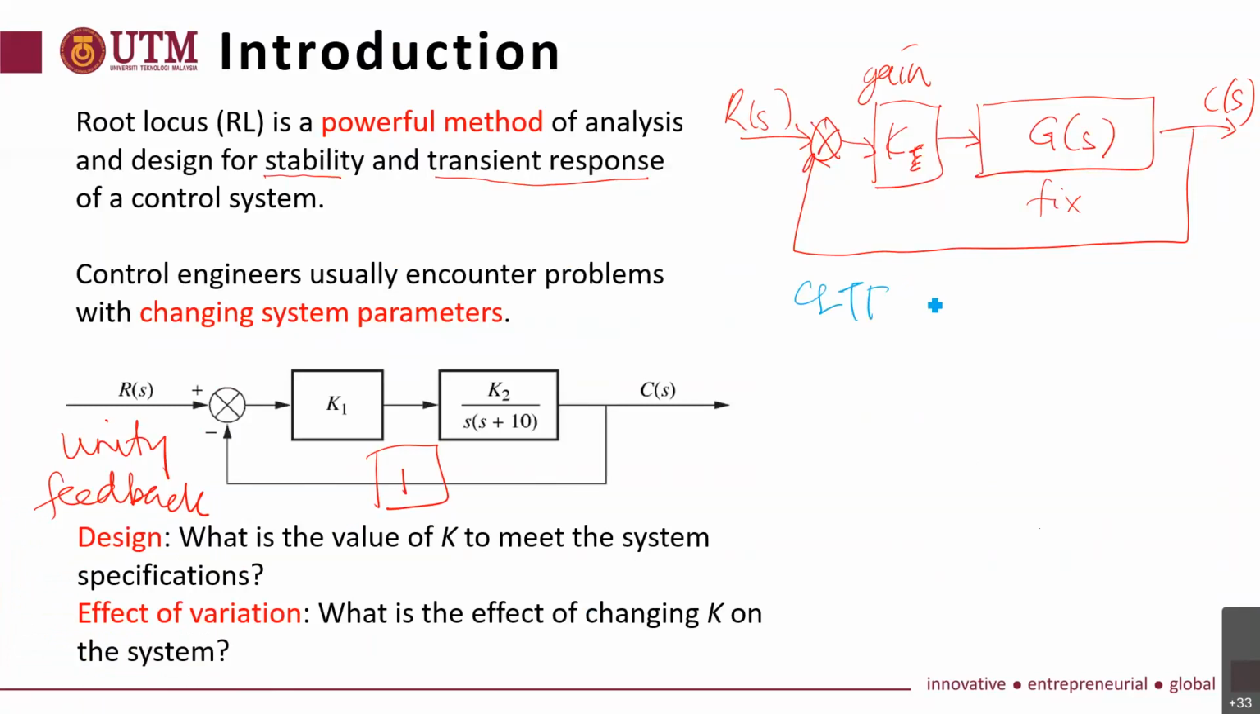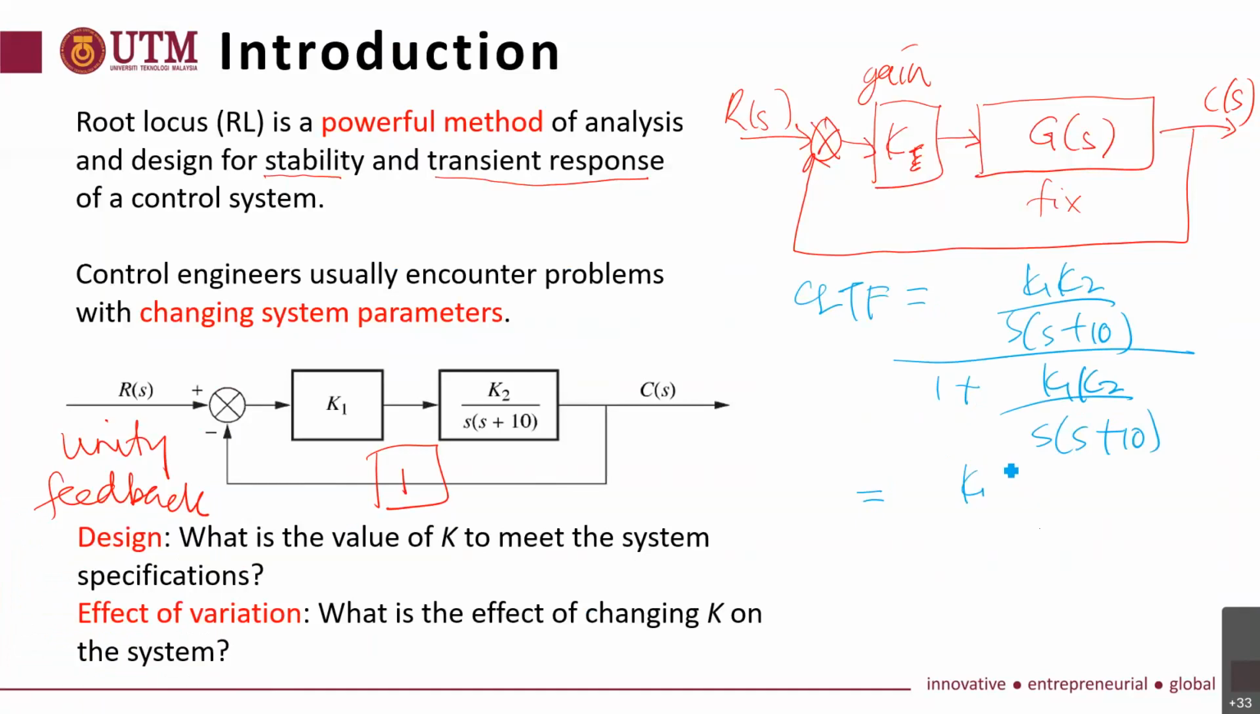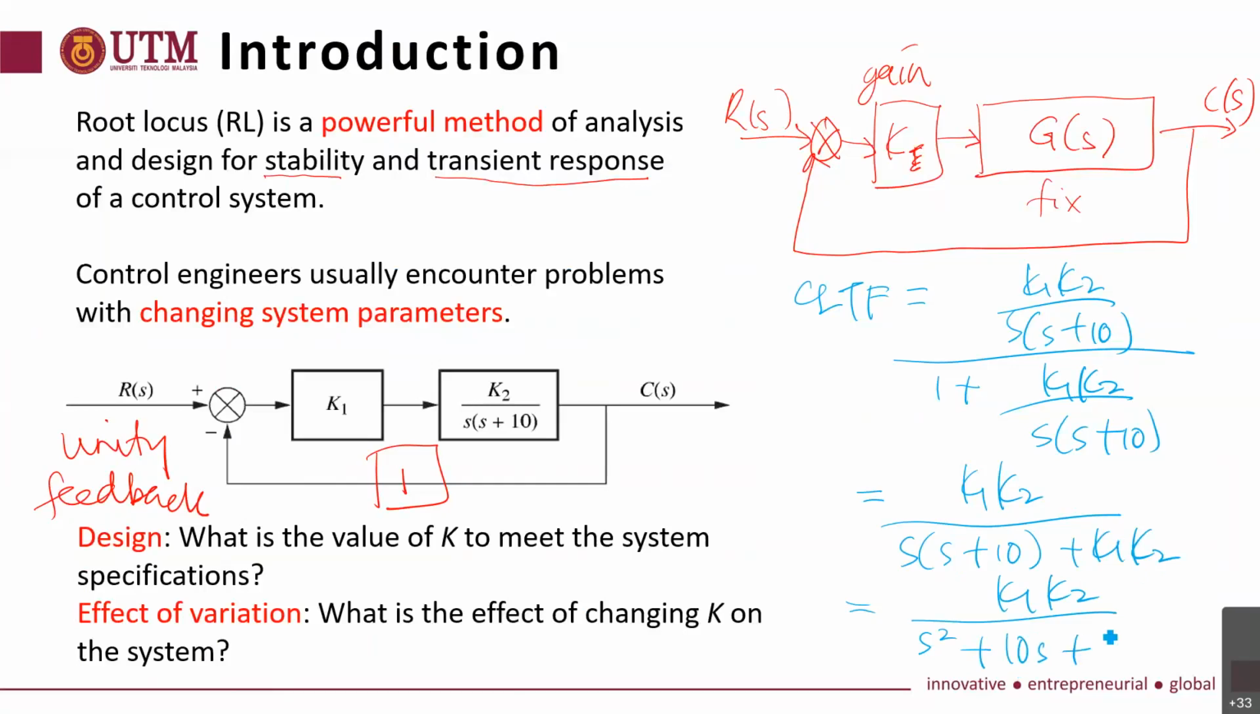Closed loop transfer function is K1 K2 over S (S plus 10) over 1 plus K1 K2 over S (S plus 10). We normally try to get a common denominator. Then if you solve, you get K1 K2 over S (S plus 10) plus K1 K2, or K1 K2 over S squared plus 10S plus K1 K2. This is the closed loop transfer function.